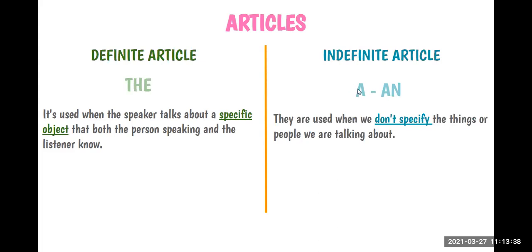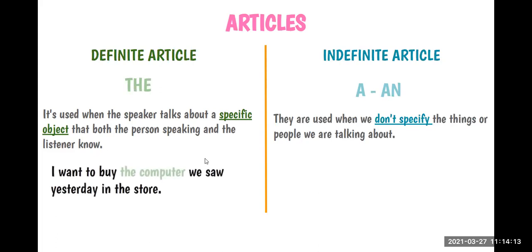When do we use a and when do we use an? Do you remember? What is the difference between these two indefinite articles? We use an when the following word starts with a vowel. Okay, we use an when the next word is a word that starts with a vowel, and we use a when the following word starts with a consonant, right? Very good. So let's see some examples.